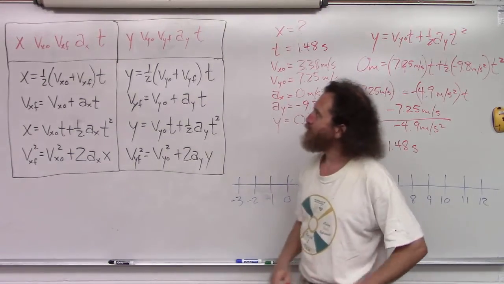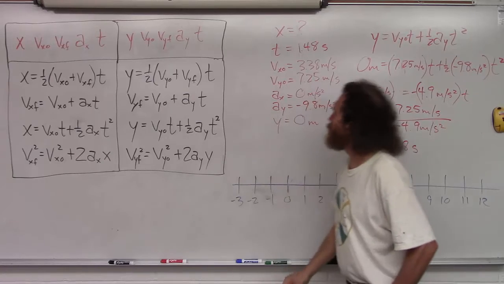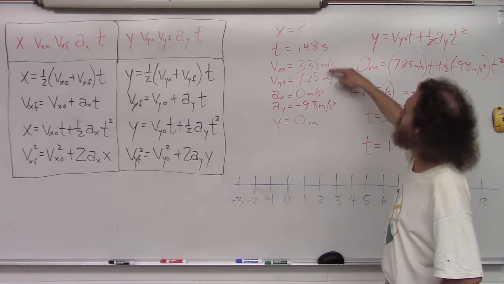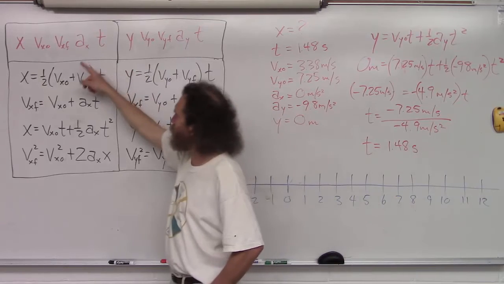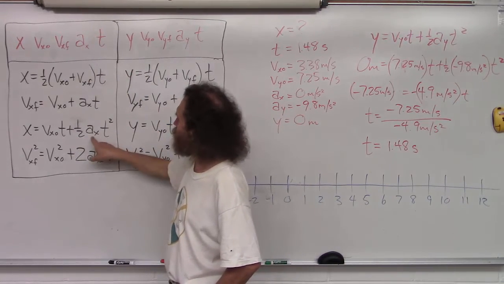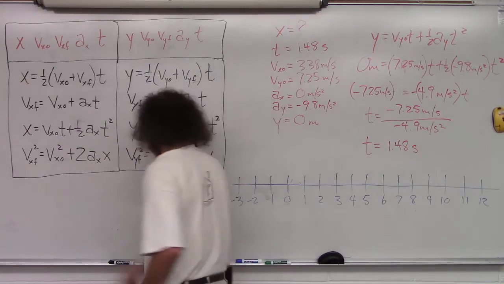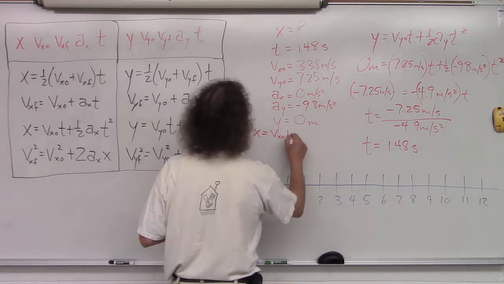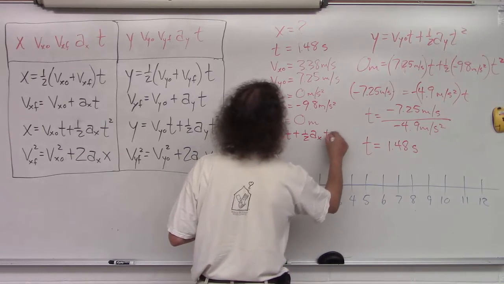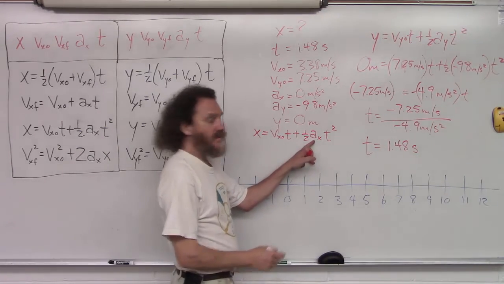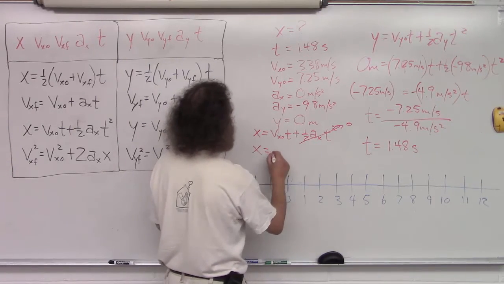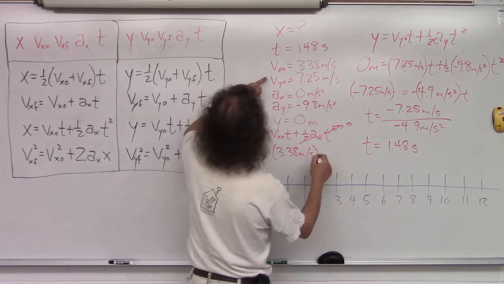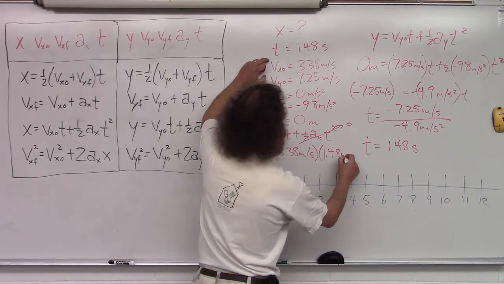So we can solve it in the x direction. And let's see, which things do we know in the x direction? We want to know x. We know the initial x velocity, we know the x acceleration, and we know time. So if you look right here, we can use this equation. We know time, we know the x acceleration, we know the initial x, and we want to find x. So that's the equation we're going to use. And this is 0, so this term goes to 0. So x is the initial x velocity, which is 3.38 meters per second, times time, which is 1.48 seconds.